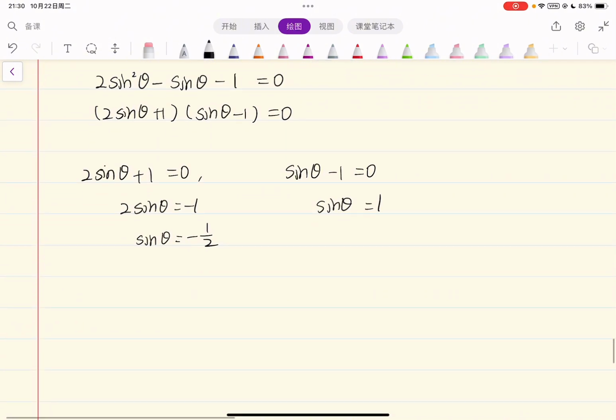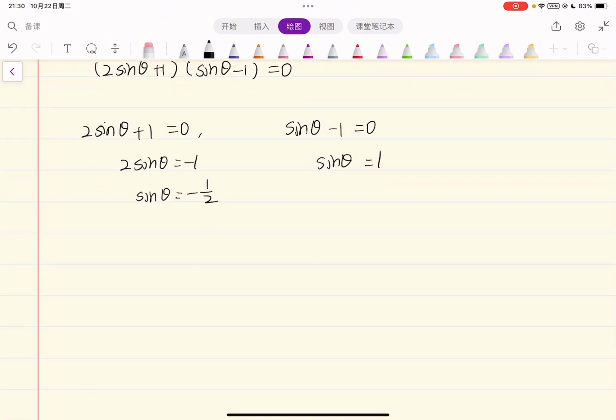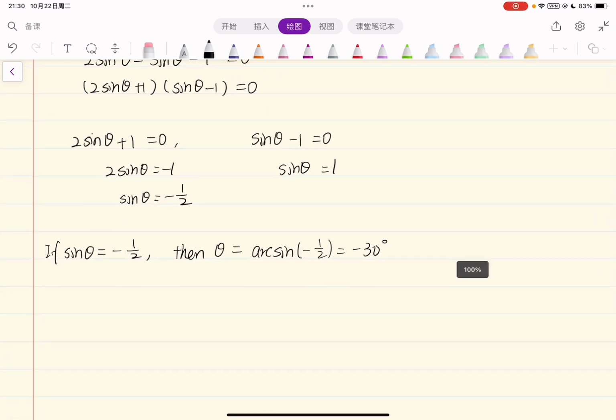Now let us first see if sine theta equals minus half, then theta equals arc sine of minus half, which should equal minus 30 degrees if you use a calculator. And then let us use the CAST diagram.